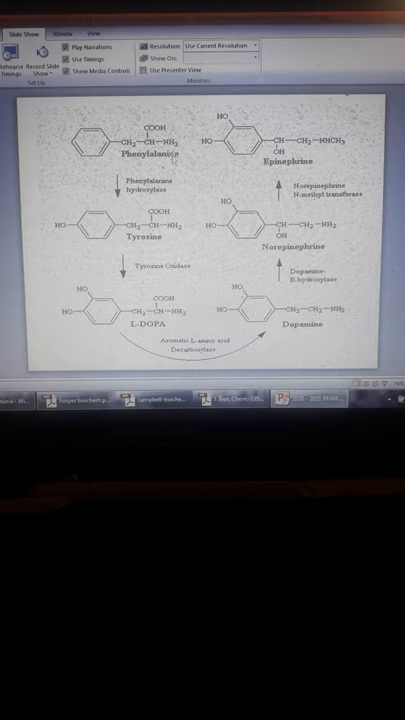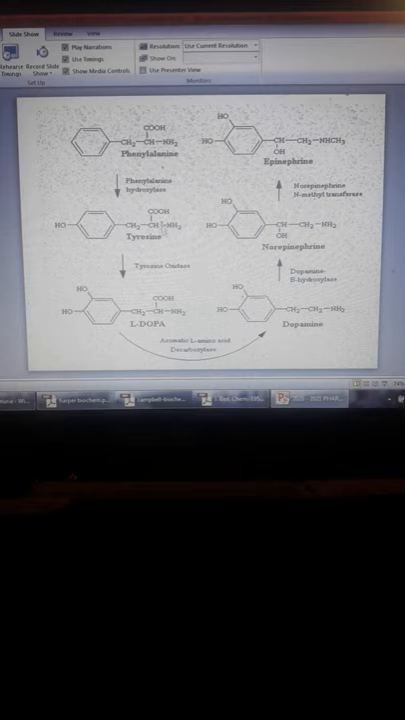So for example, phenylalanine can be converted to tyrosine by the hydroxylation process, acted on by the enzyme phenylalanine hydroxylase, and your tyrosine is converted to L-dopa, or dihydroxyphenylalanine, by the oxidation process acted on by tyrosine oxidase enzyme. And your L-dopa is converted to dopamine by aromatic L-amino acid decarboxylase, so removal of the COOH. Try to see that it is removed here to form dopamine.